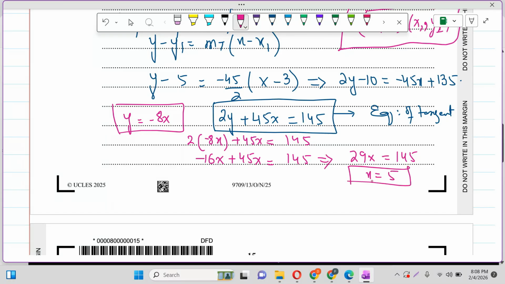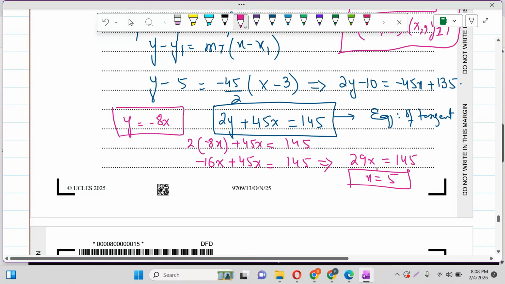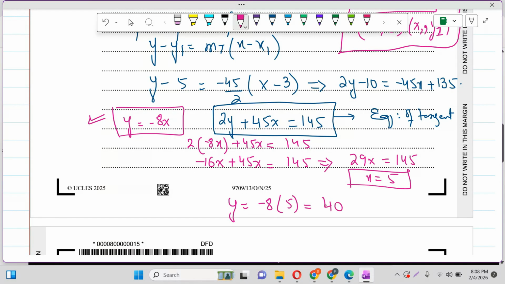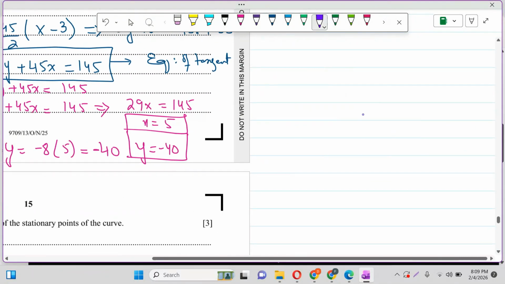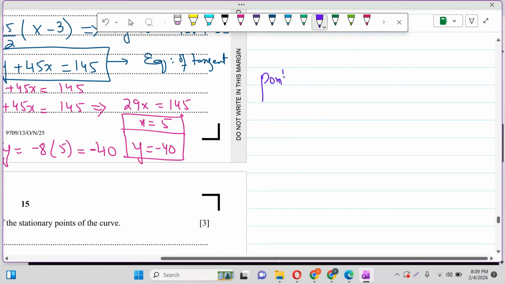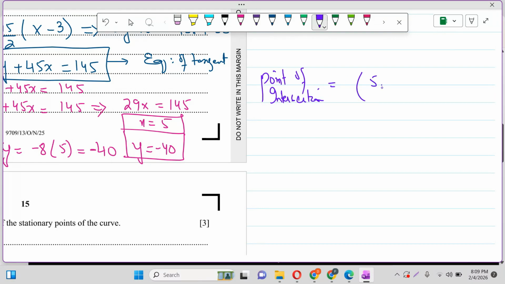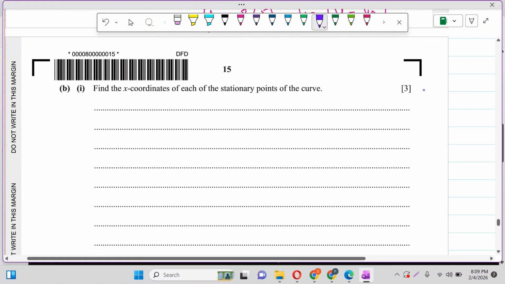So we have the x coordinate of the point of intersection. Plugging this x coordinate into this equation, we have y = -8 times 5, which equals -40. The y coordinate is -40. So the point of intersection is (5, -40).